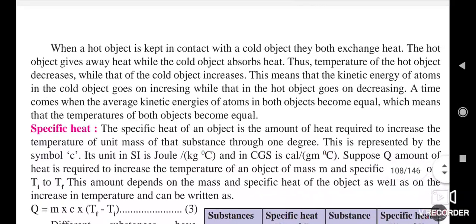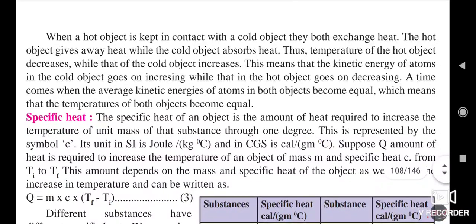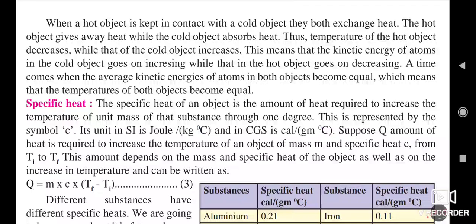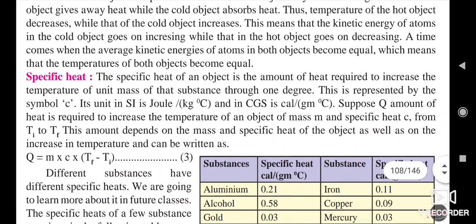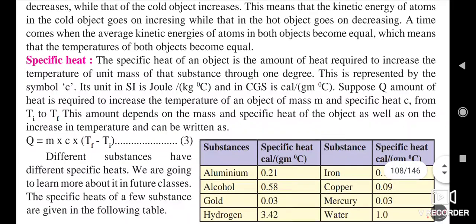The specific heat of an object is the amount of heat required to increase the temperature of the unit mass of that substance through 1 degree. This is represented by the symbol C. Its unit in SI is joule per kg degree Celsius, and in CGS it is calorie per gram degree Celsius.